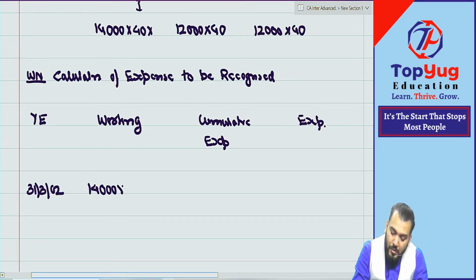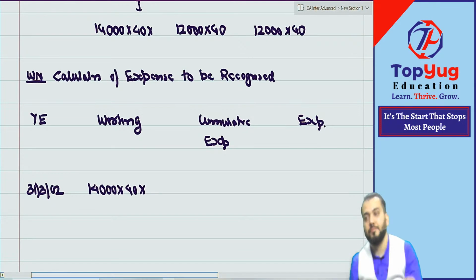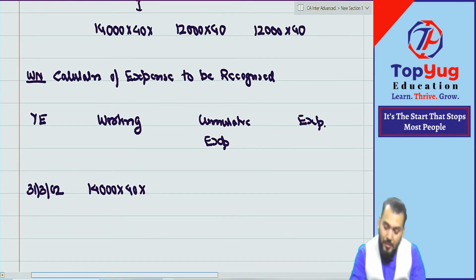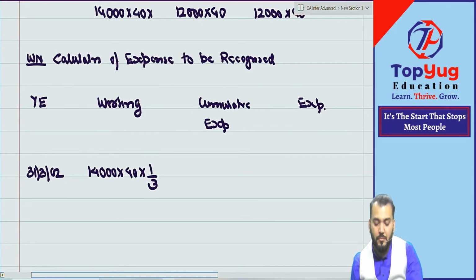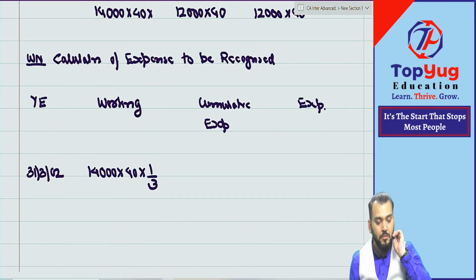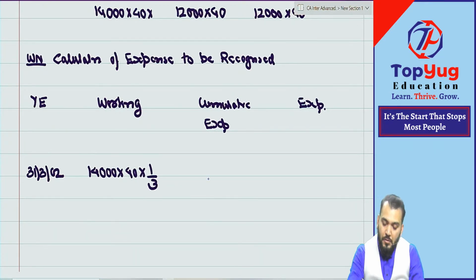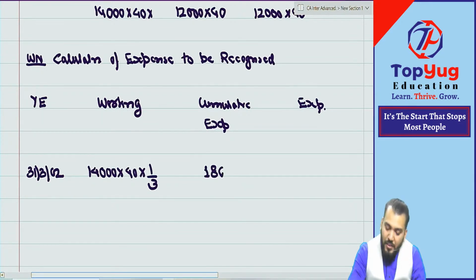So working is what? 14,000 into 40 into what? This is the total value of option into 1 by 3. So 1 by 3. What is the cumulative expense? One lakh 86,667, and this will be only expense.